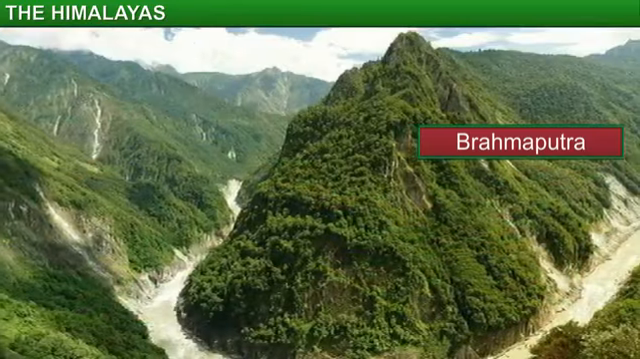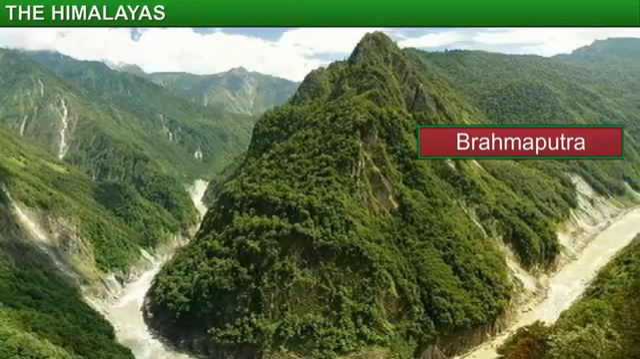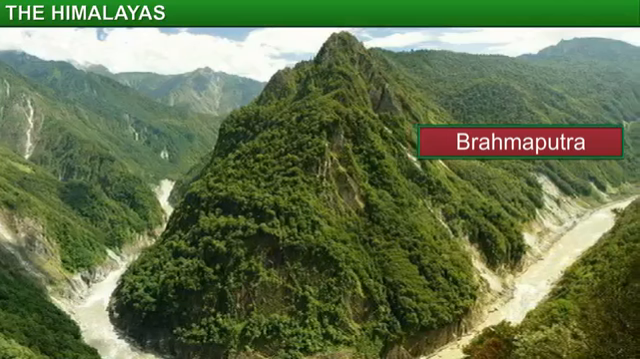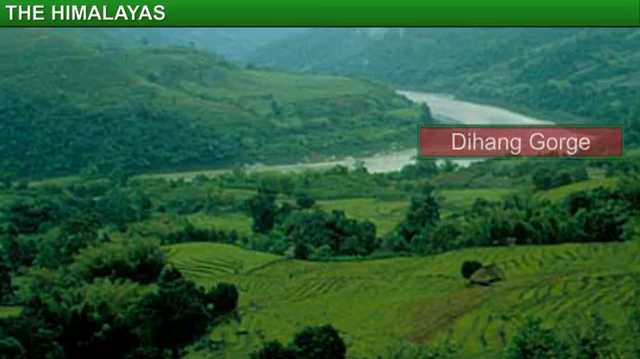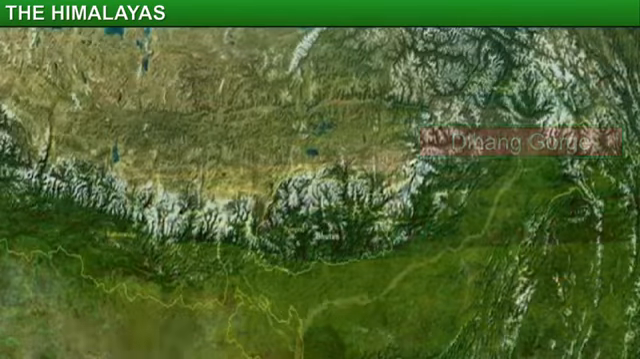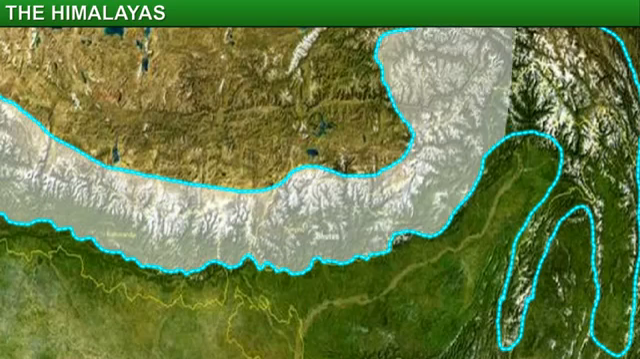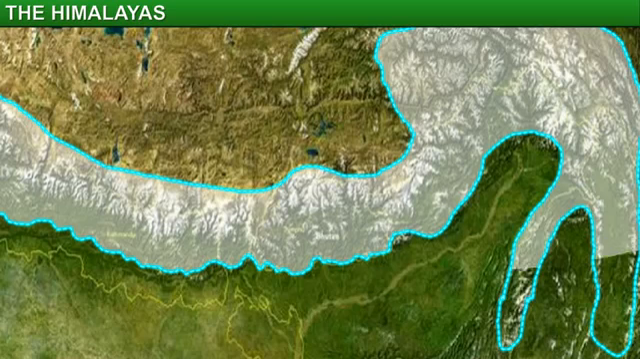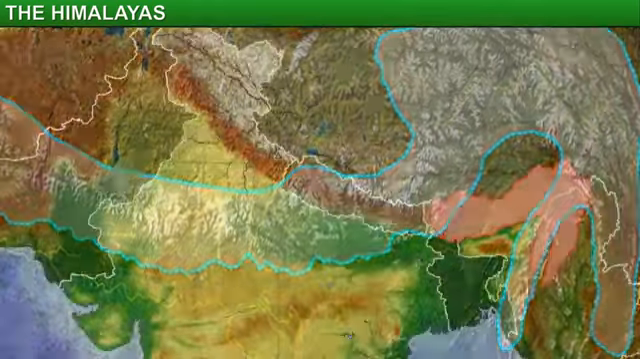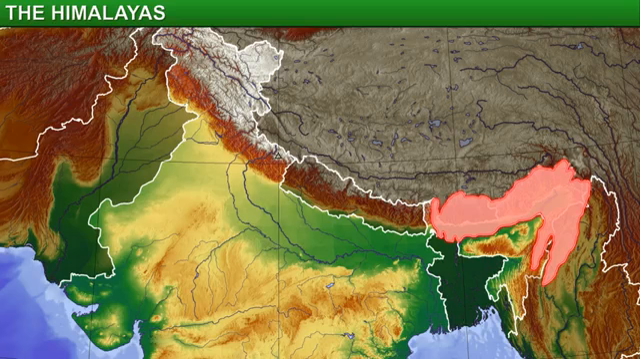The Brahmaputra breaks through the Himalayas to form some deep valleys or gorges. One such valley is the Dihang Gorge in Arunachal Pradesh. Beyond the Dihang Gorge, the Puravanchal hills dip sharply southwards and stretch out along the eastern borders of India. Thus, the Puravanchal hills extend through the northeastern states of India.